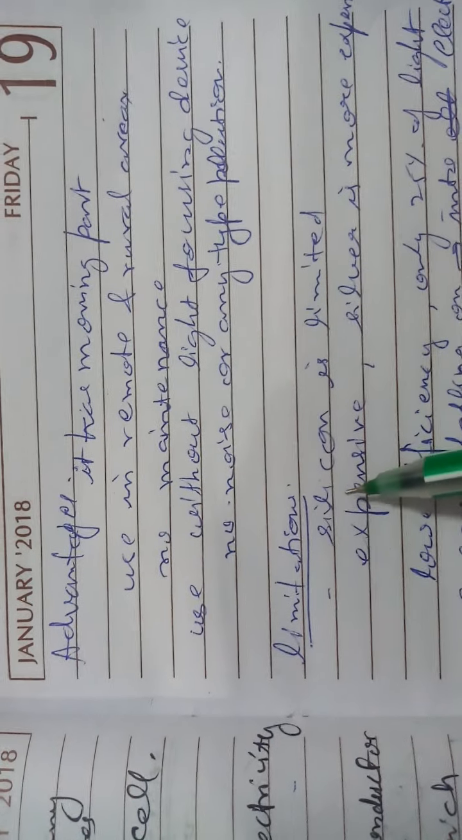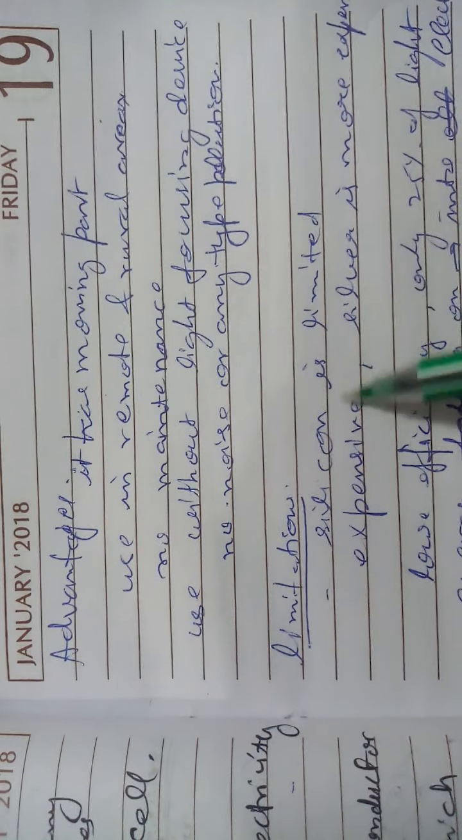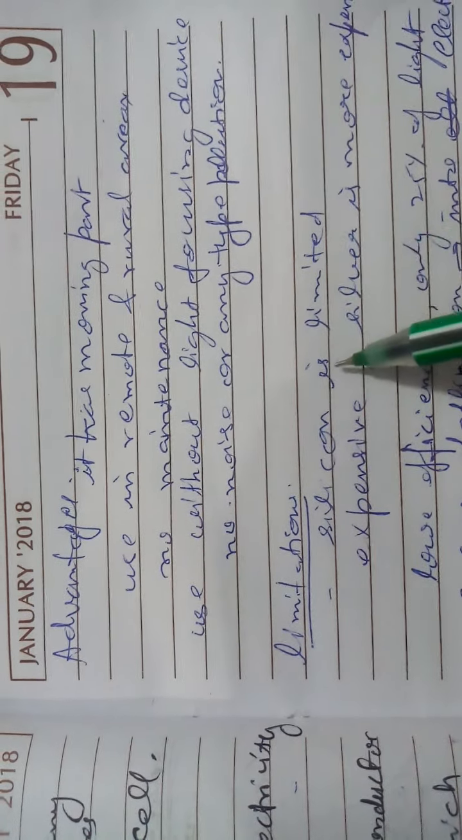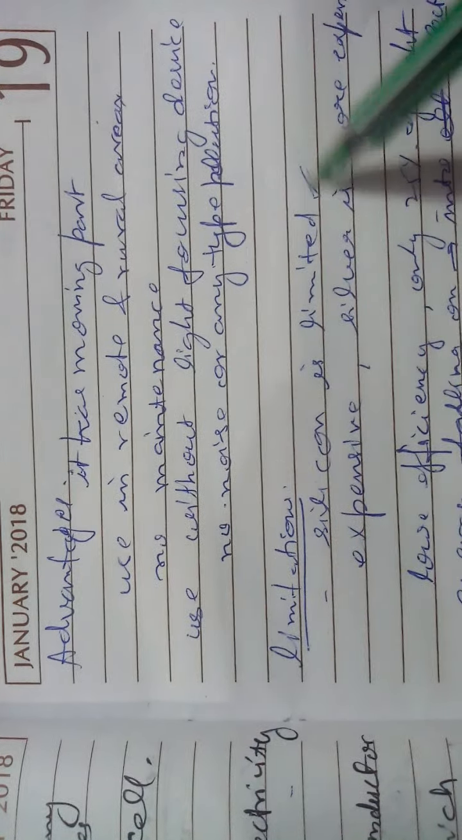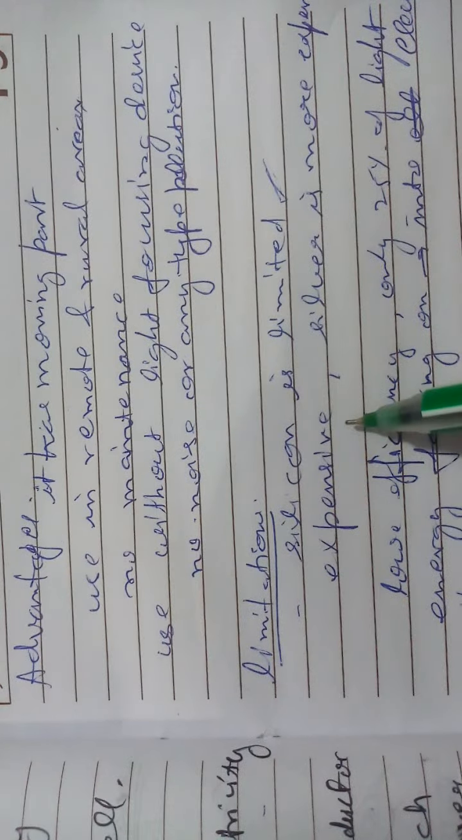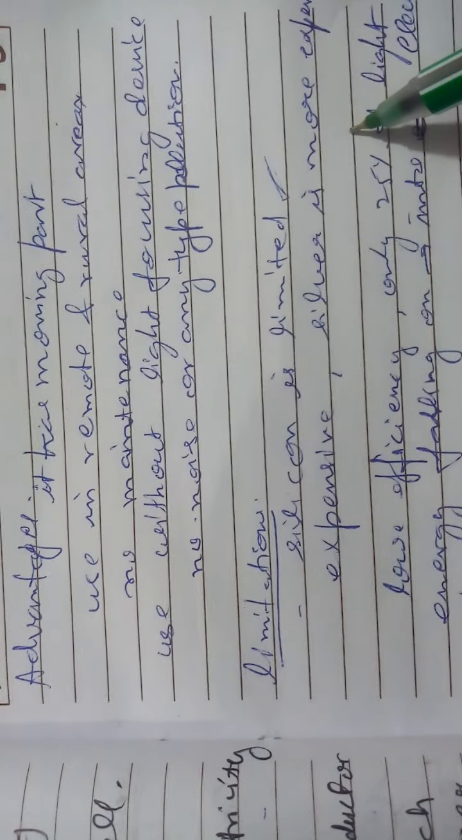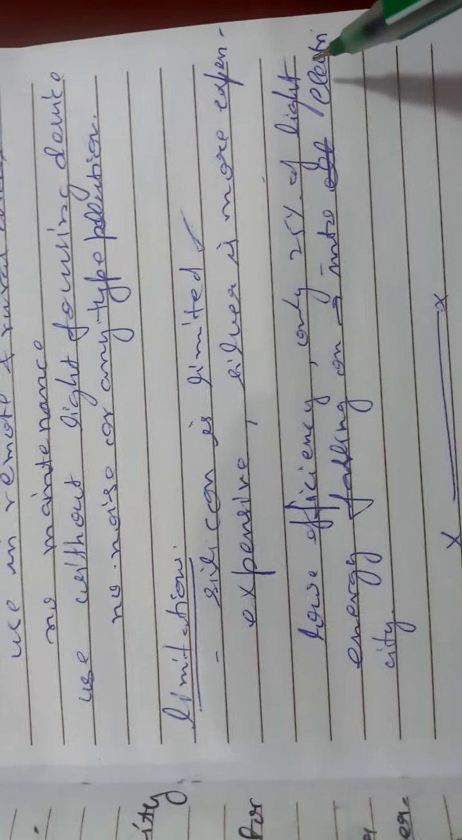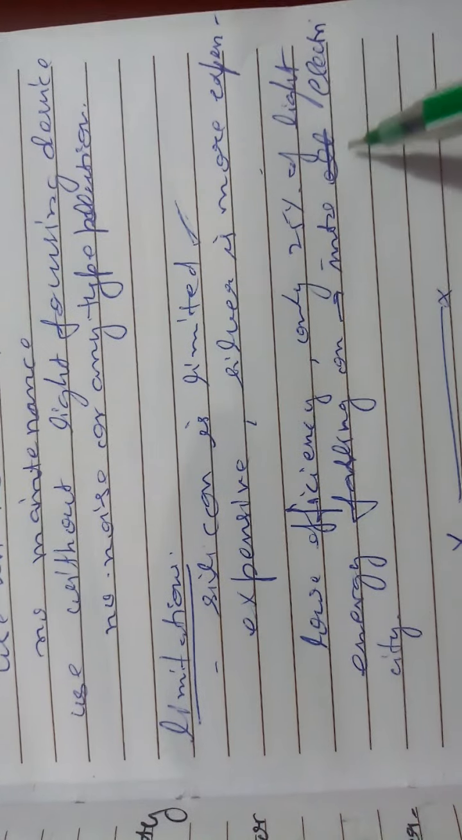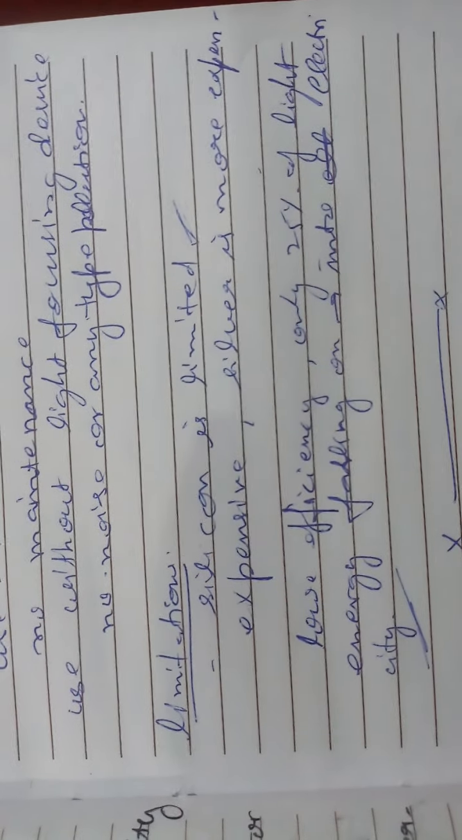What are the limitations? You can use it only within a limit. Silicon is limited in nature, and that's why it is very limited. It is expensive because silver is very costly. Low efficiency: only 25% of the light energy falling on the device is converted into electricity. That's why it has some limitations.